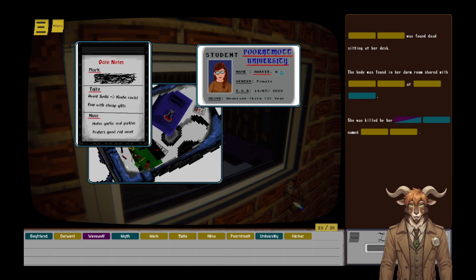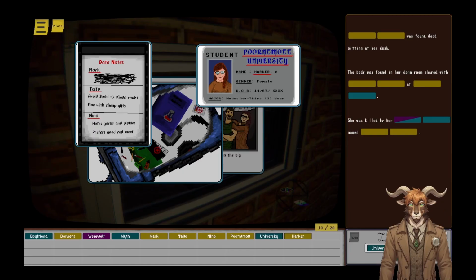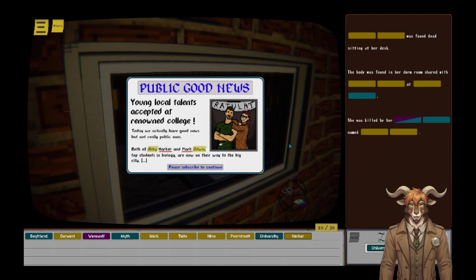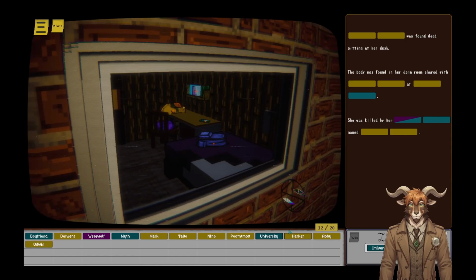man. Portmont University, Harker. Can I search that? Portmont, Harker. No. University, Harker. Oh, that did bring up something. Young local talents are accepted at renowned college. Today we actually have good news, but not really public ones. Both of Abby Harker and Mark Odwin, top students in biology, are now on their way to the big city. And can we search up Portmont University?